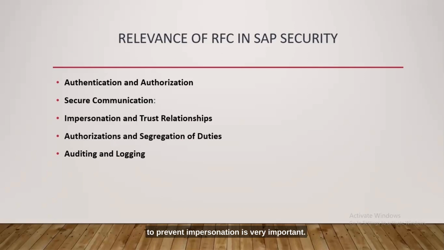So preventing impersonation is very, very important, and you need to implement a strong authentication mechanism. While implementing a strong mechanism, you also need to have access control and proper authorization checks. This ensures that only authorized users and systems can initiate RFC calls, and their actions are restricted according to their assigned roles and privileges.